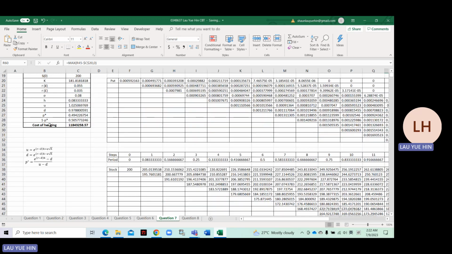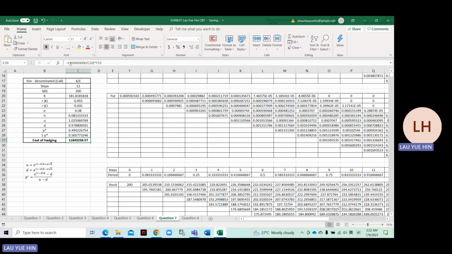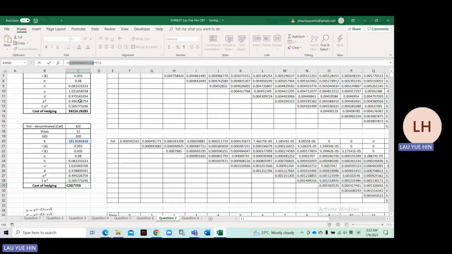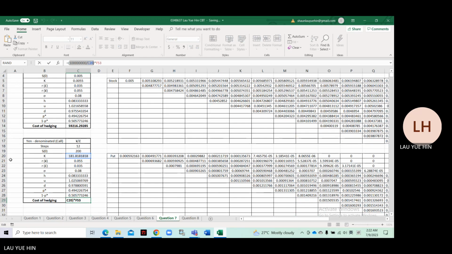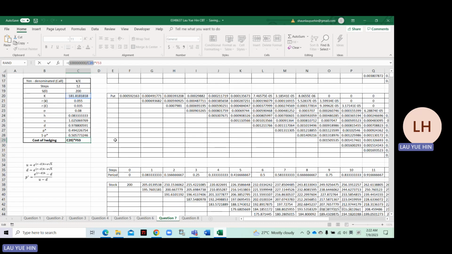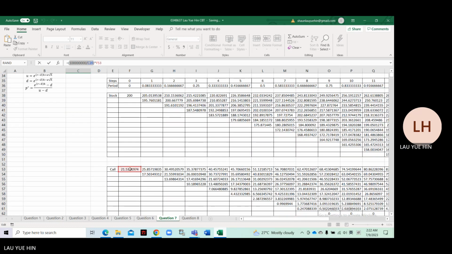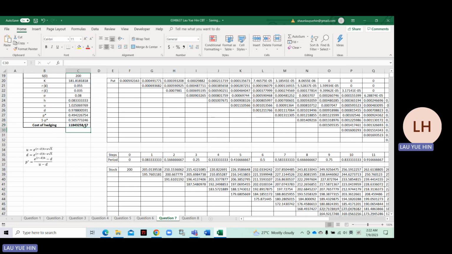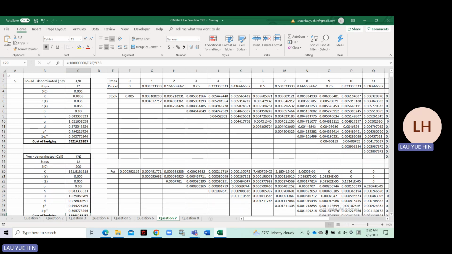To find the cost of hedging of this is actually 100 million divided by K, based on yen per pound, and times the call value I found here. So at the end, I will get 1184325.857. So this is how I do part A.